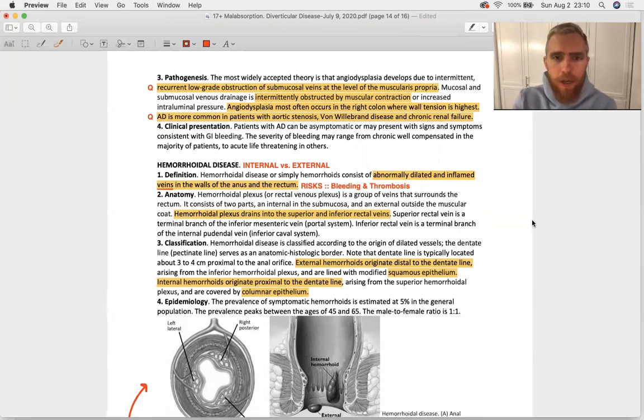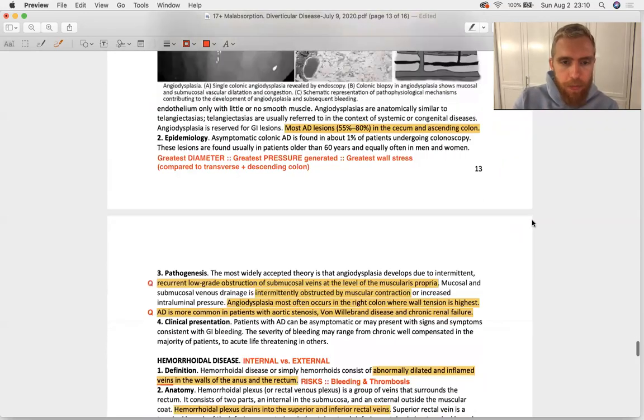Angiodysplasia is more common in patients with aortic stenosis, von Willebrand disease, and chronic renal failure. That's a possible question right there. So two questions right there. What is it? What does it present alongside? That's what they can really ask you about angiodysplasia.